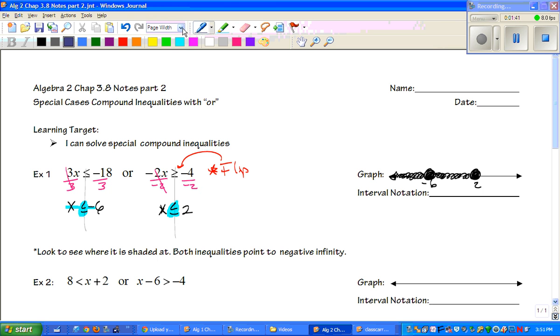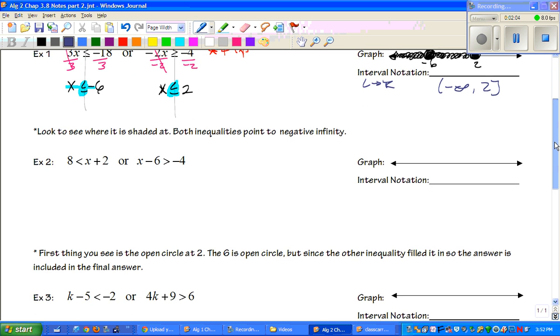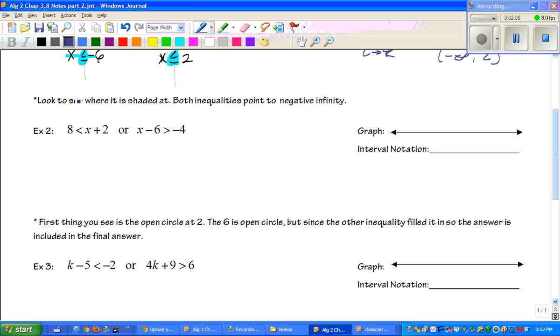left, okay? So when we write this in interval notation, just like all the other times, we're going to start from left to right, and that is from -infinity, and then it goes all the way to 2. And then you close that off. Okay? That's it. We're doing the same things as we talked about. Our little note said, look to see where it is shaded. Both inequalities point to -infinity.